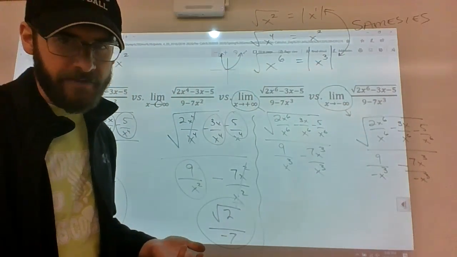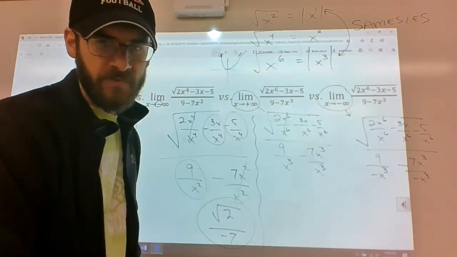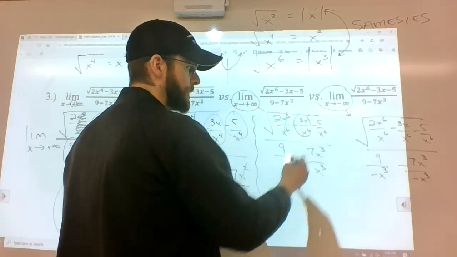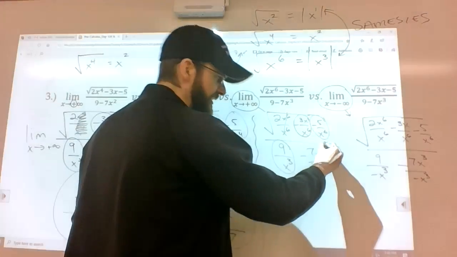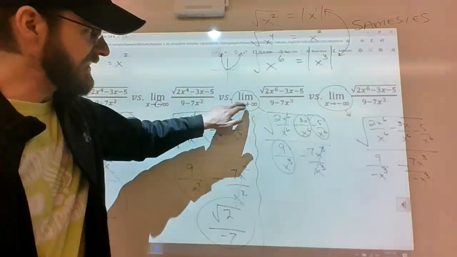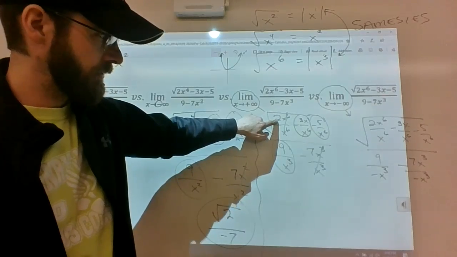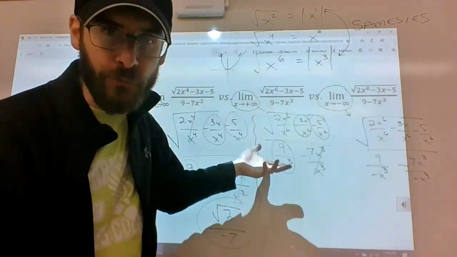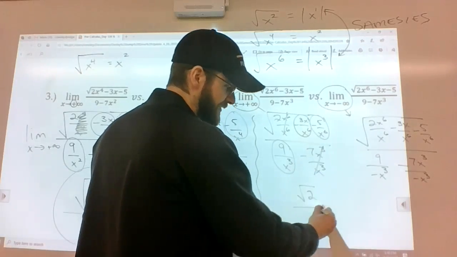So then looking ahead, those cancel. That's going to zero out. That's going to zero out. That's going to zero out. This cancels to become a constant. The limit as x approaches infinity is root 2 minus 0 minus 0, so root 2, over negative 7.